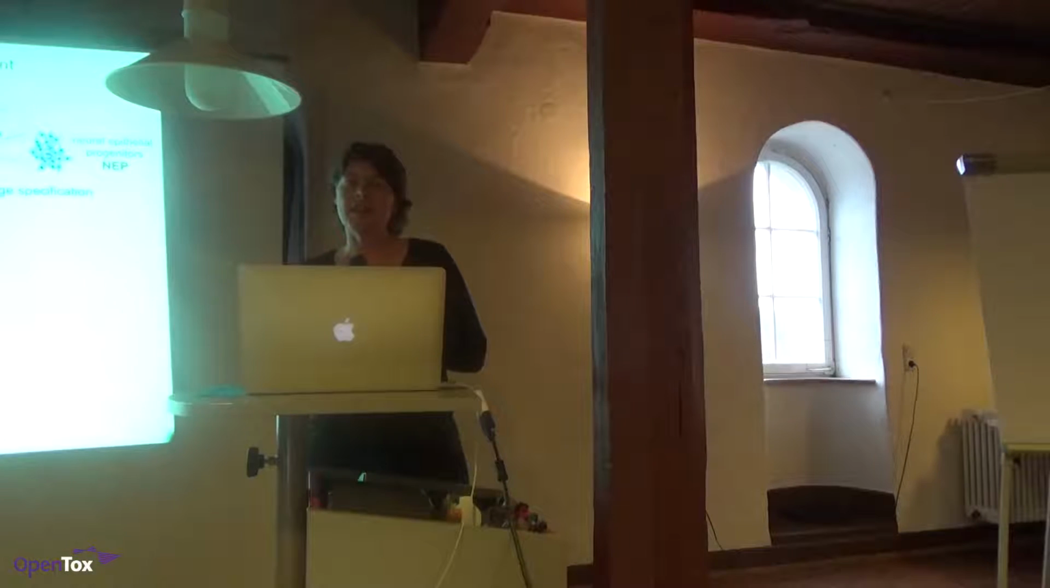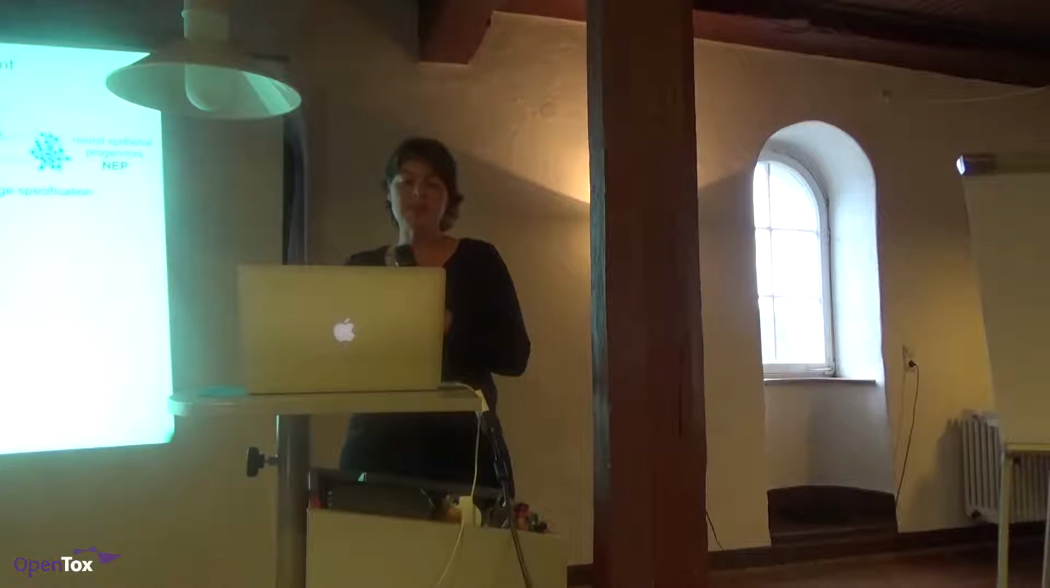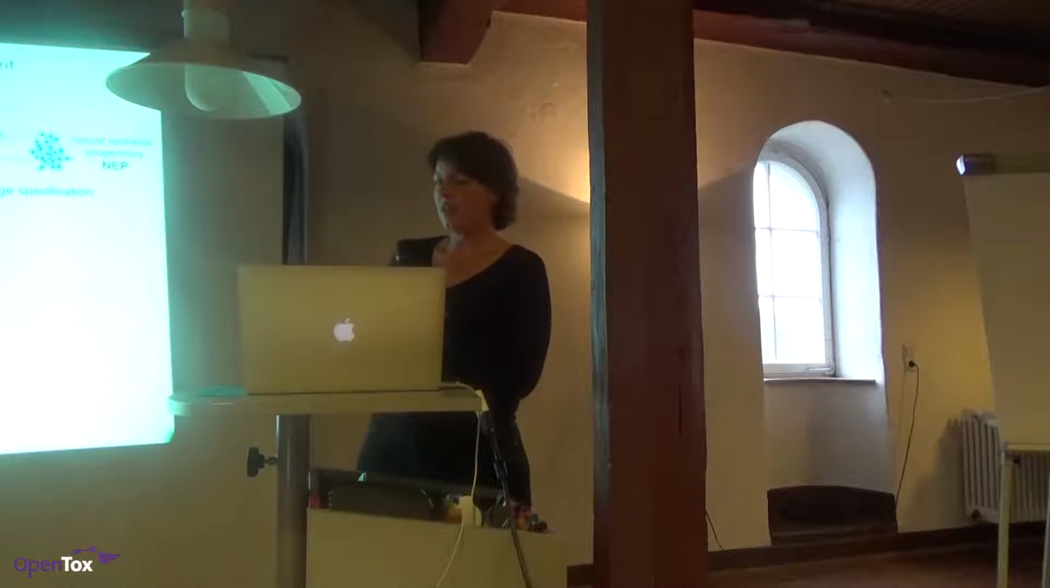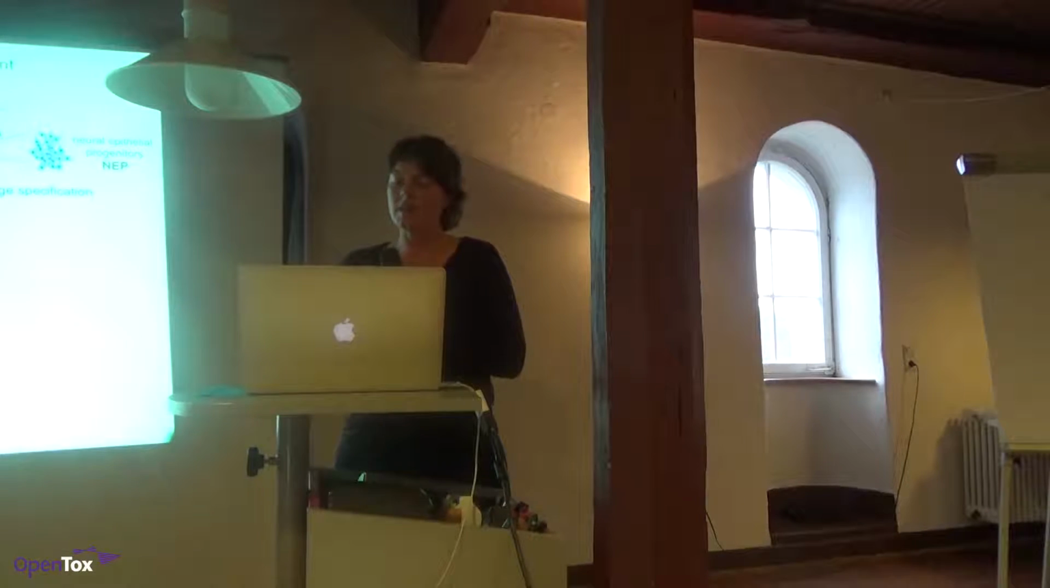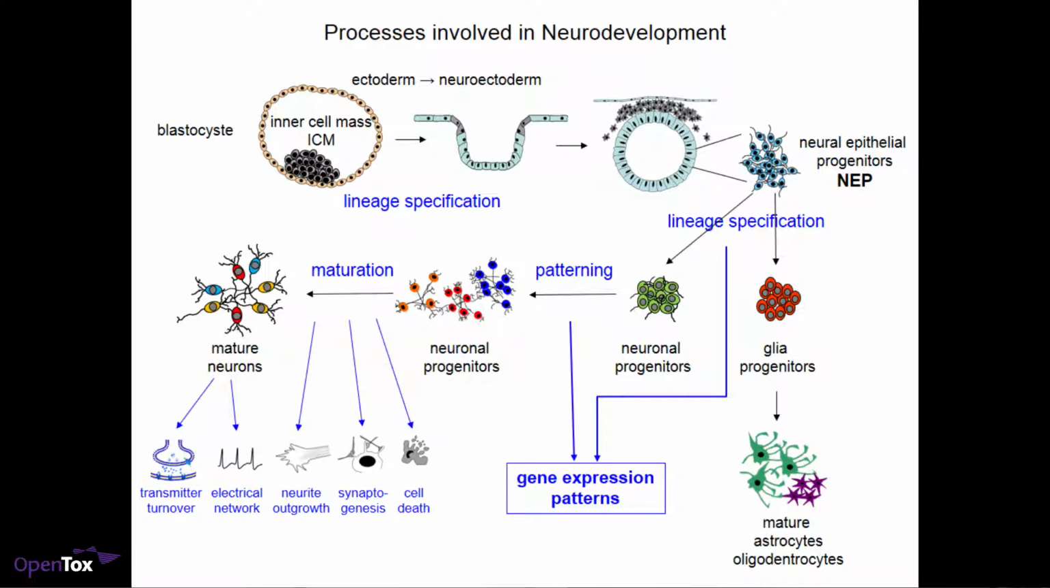In more detail, there are many processes that are involved in neurodevelopment. Our first step is lineage specification towards ectoderm and neuroectoderm. The neuroectoderm then builds the neural groove. This groove closes to the neural tube, and the cells that build up the neural tube are called neural epithelial progenitors. These progenitor cells undergo further lineage specification, either to glial progenitors that develop into mature astrocytes, we are not interested in that, or neuronal progenitors that mature into the different types of mature neurons.